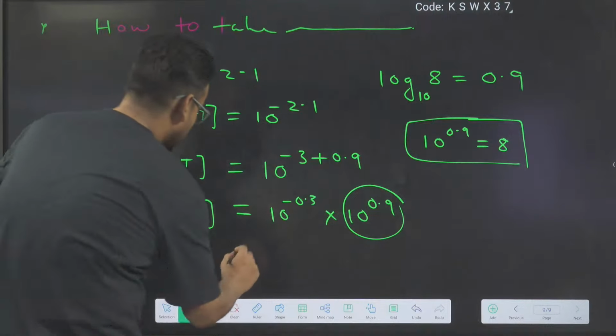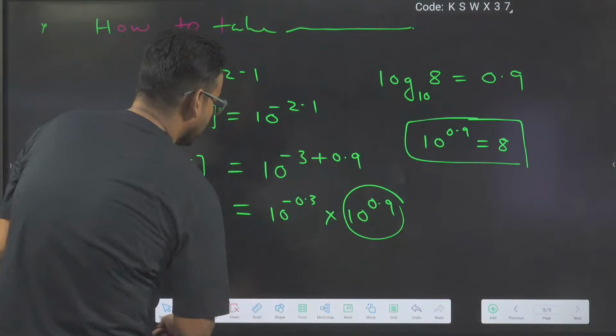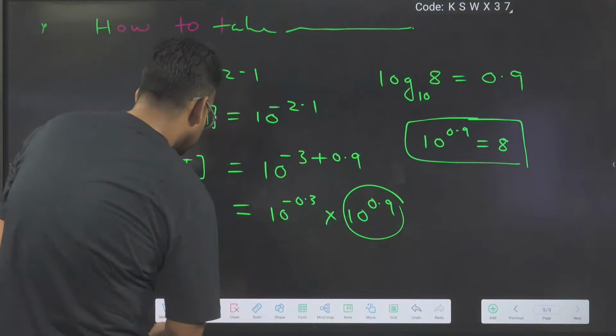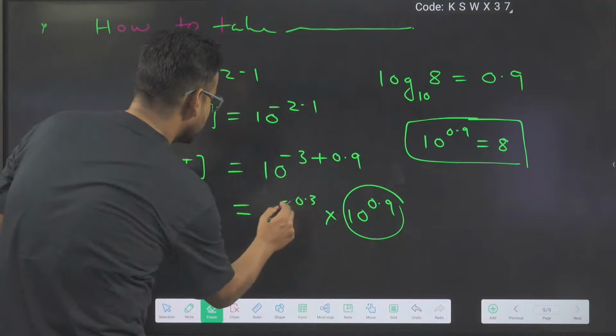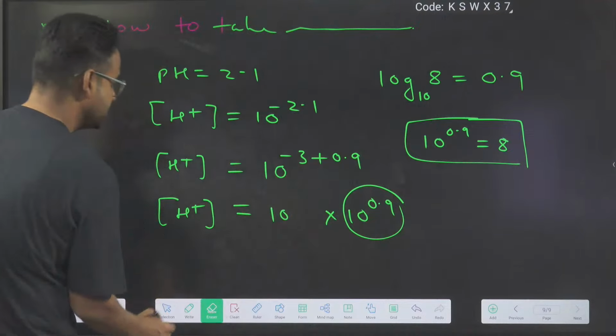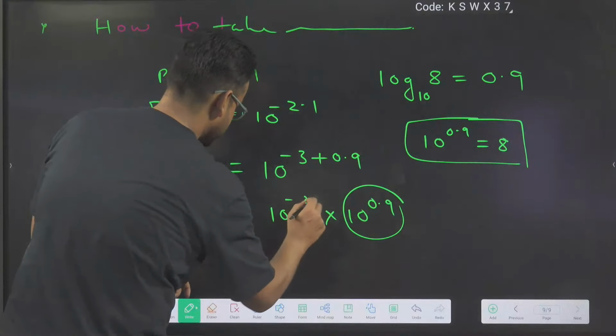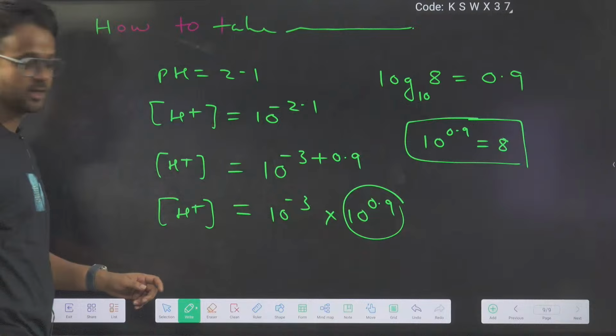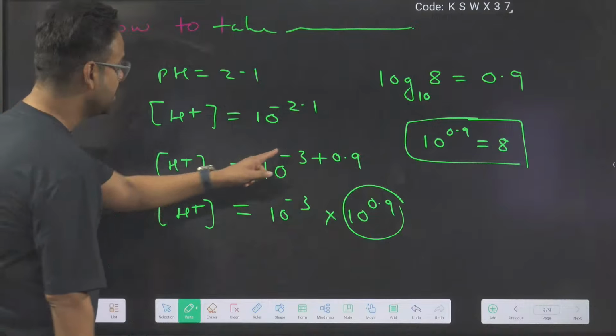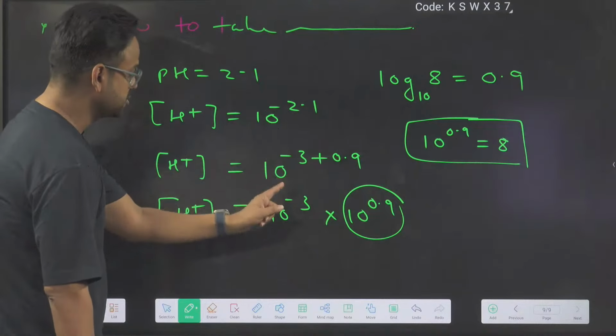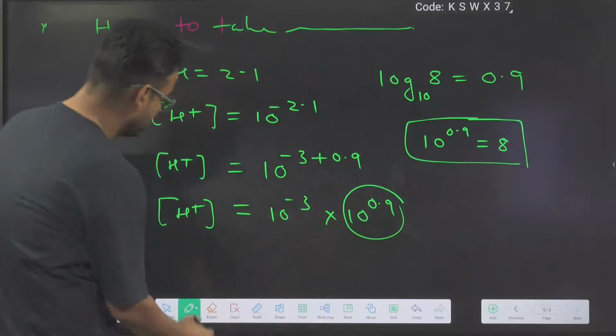So if you put 8 over here, what have I done? Oh, sorry, I have written minus 0.3, no, minus 3. Sorry for this mistake. I think somebody pointed it out in the chat also. Thank you so much. This is minus 3 plus 0.9. So this will be 10 to the power minus 3 into 10 to the power 0.9.